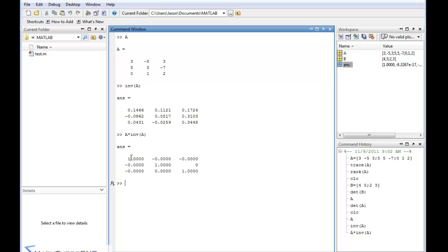So what you really should get back is ones on the diagonal and zeros everywhere else. That's the definition of a matrix inverse. When you multiply it by the original matrix, you should get ones along the diagonal, and that's what we get here. So that's how you calculate a matrix inverse.